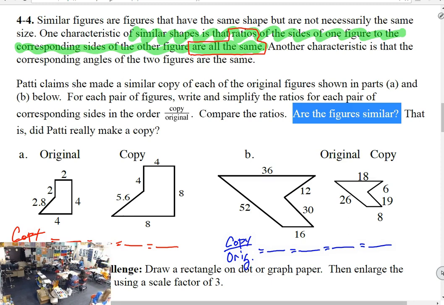You do not need to draw these. What we're doing is trying to do the math to figure out, are they similar? Do they hold true with the rules?